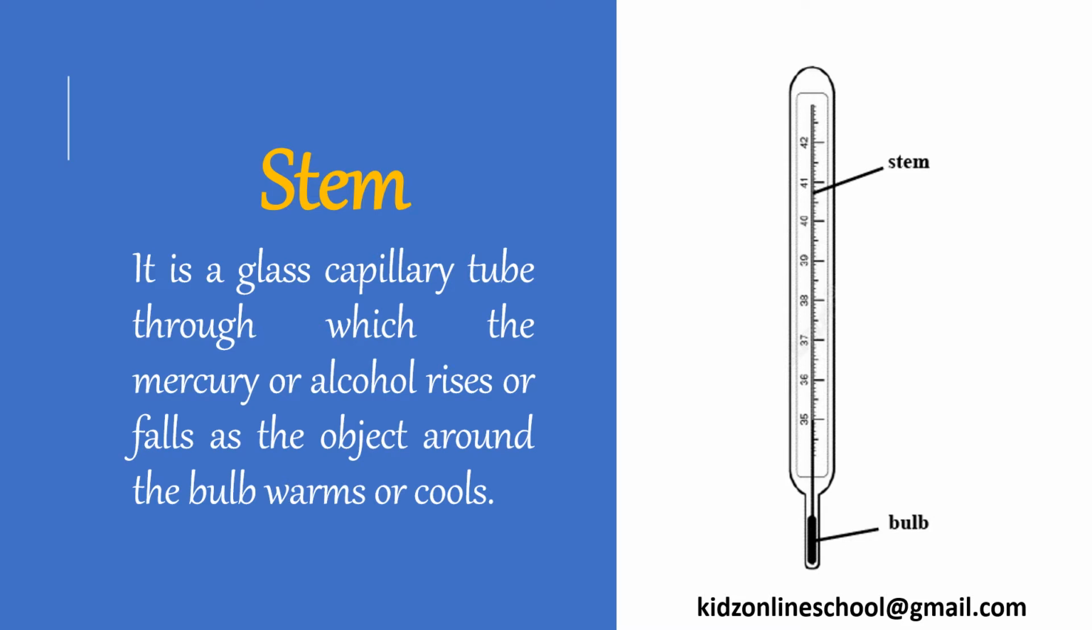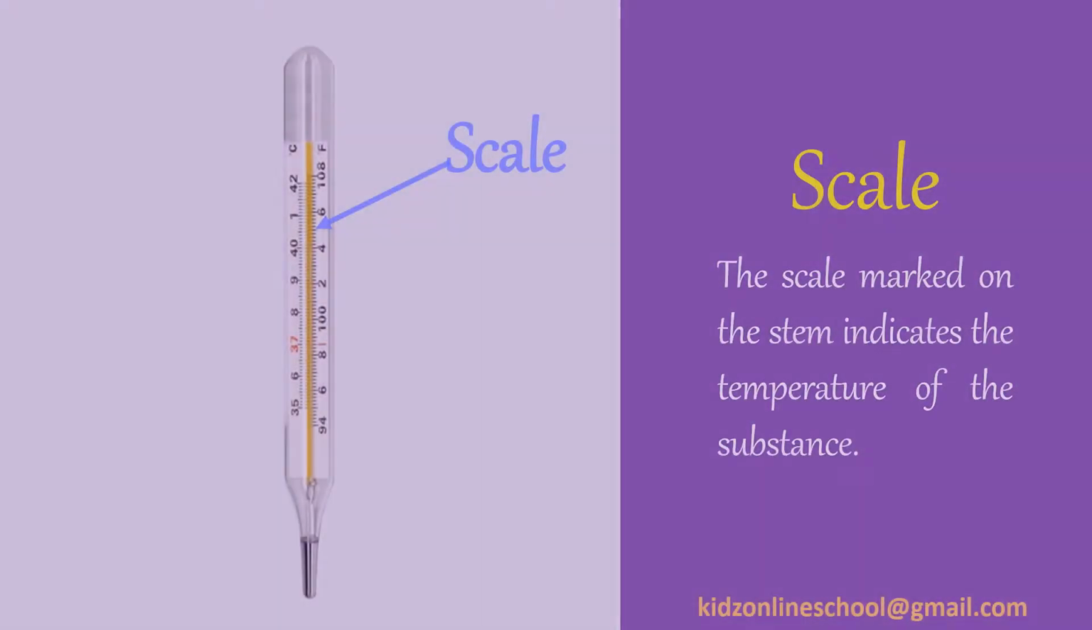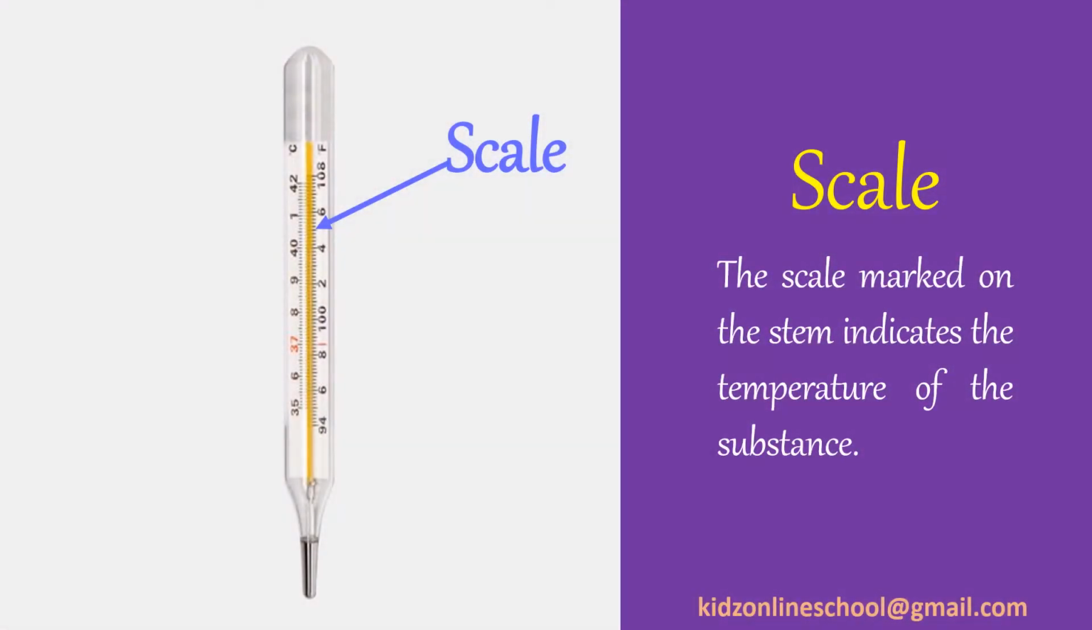Stem. It is a glass capillary tube through which the mercury or alcohol rises or falls as the object around the bulb warms or cools. Scale. The scale mark on the stem indicates the temperature of the substance.